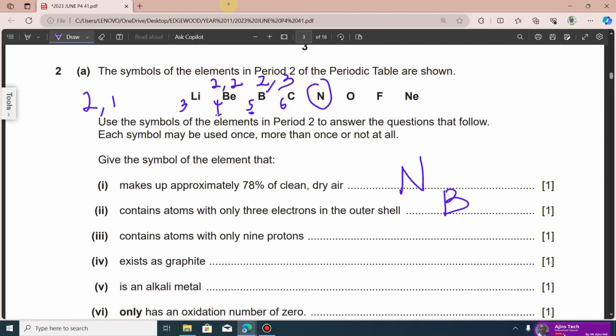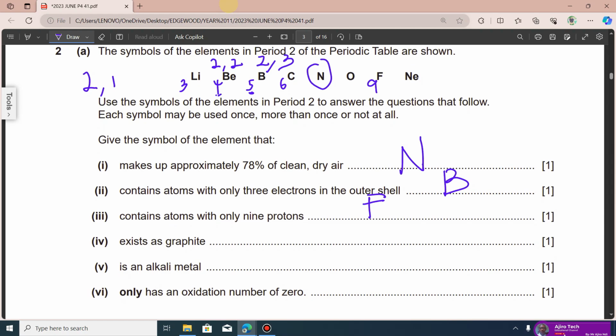Which of them contains atoms with only 9 protons? Now, the number of protons is simply the atomic number. So go to the periodic table as well. You check. You see that the element with atomic number 9 is simply fluorine. So because it has atomic number of 9, it means it has 9 protons. So all we need to do is to write F here, the symbol of fluorine.